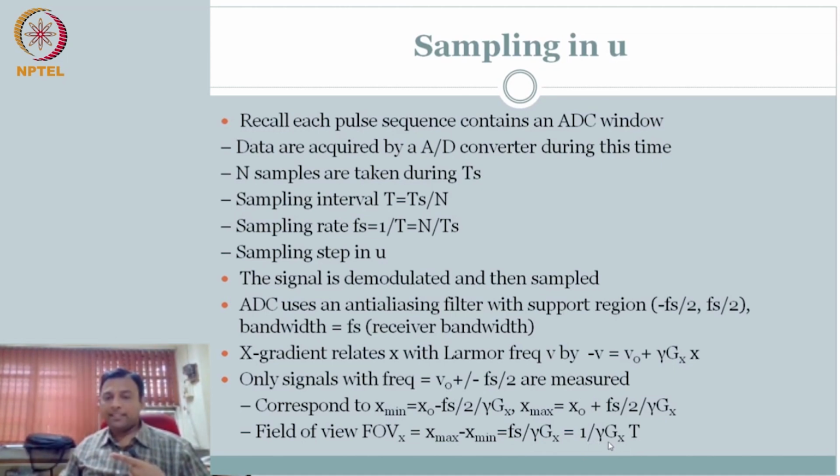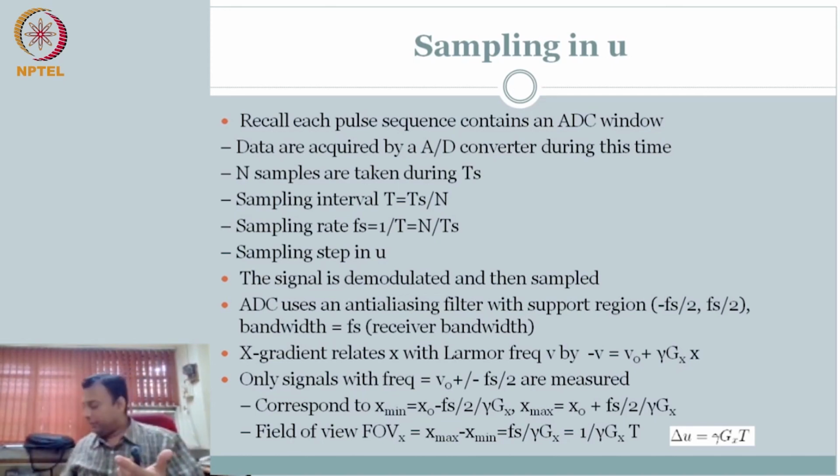Remember, gamma Gx T, where capital T is the time period of your ADC. So that means this is nothing but our delta U. Delta U is gamma Gx T. So your sampling of the frequency domain dictates your field of view. The finer I sample, the larger the field of view I can get. The sparser I sample, the smaller the field of view that I get in the X direction.